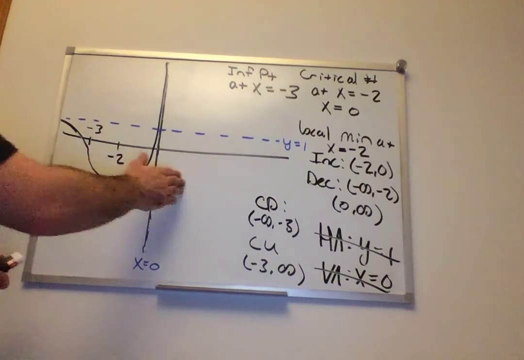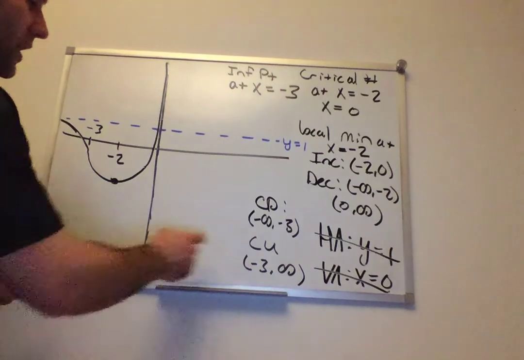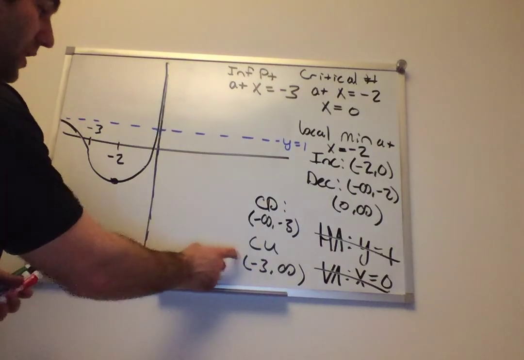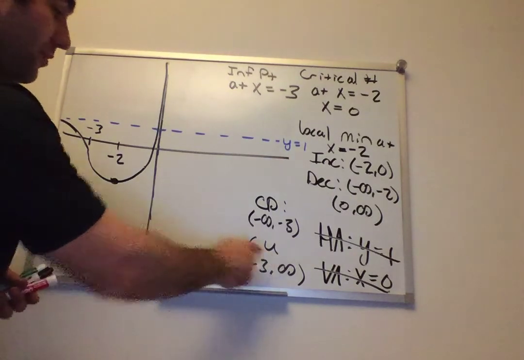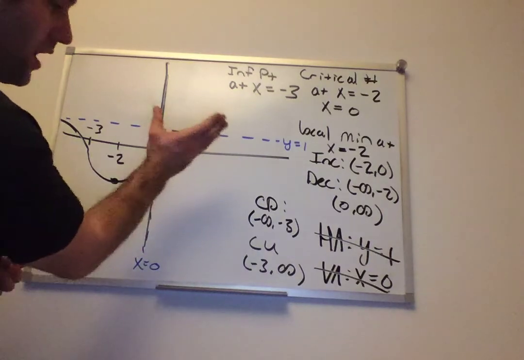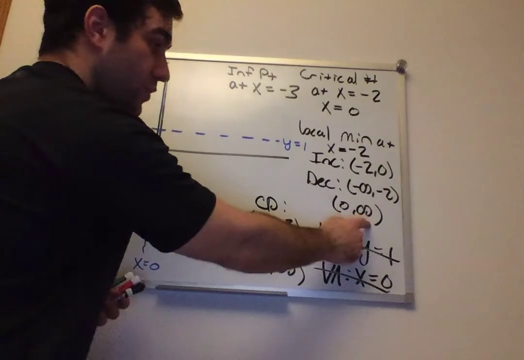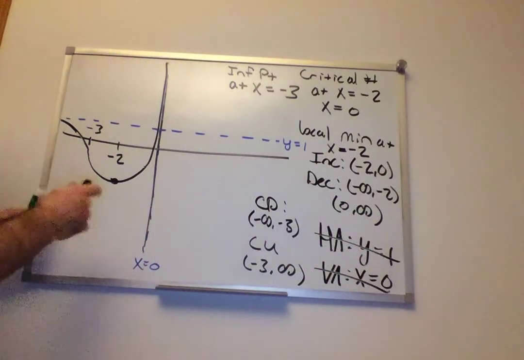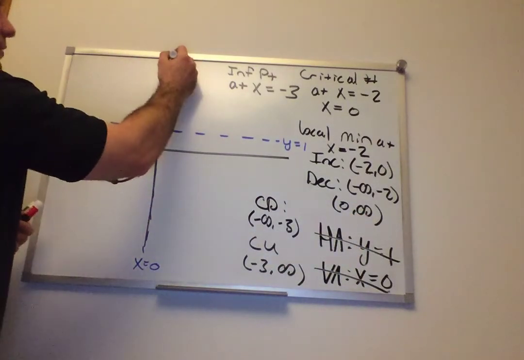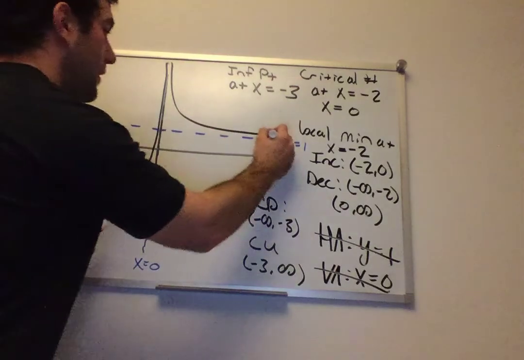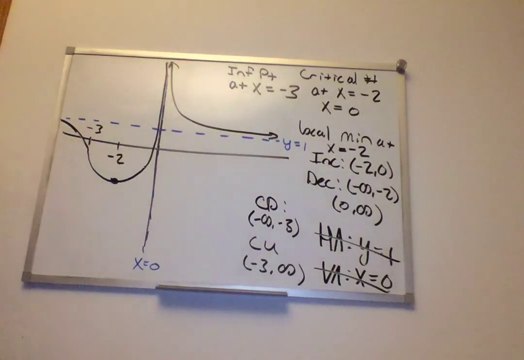Now the next part of the graph, we're concave up everywhere, from 0 to infinity. So we're concave up everywhere. We're also decreasing from 0 to infinity. So that's going to look something like that. Let's see. We got everything.